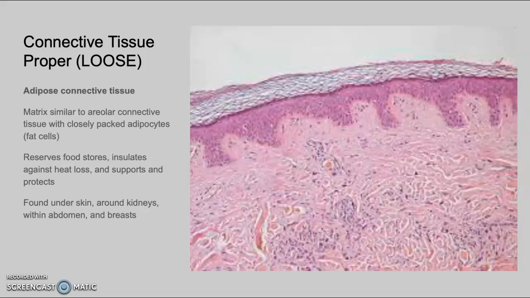Continuing on, the matrix is similar to areolar connective tissue with closely packed adipocytes, which are fat cells. It reserves food, insulates against heat loss, and supports and protects. It's found under the skin, around the kidneys, within the abdomen, and in the breast.